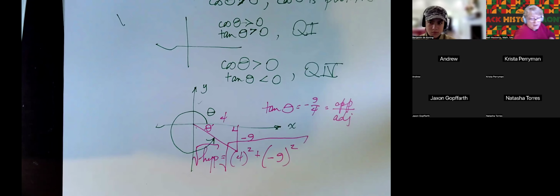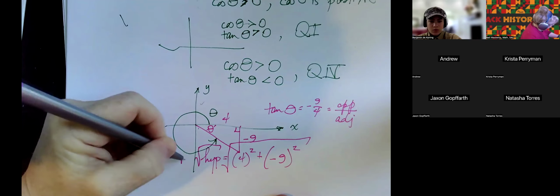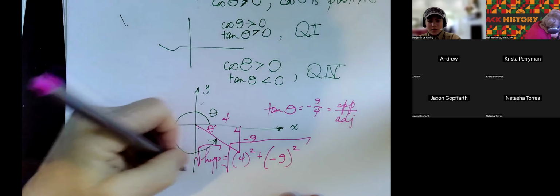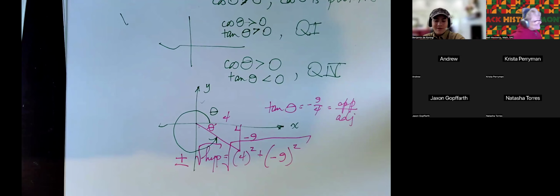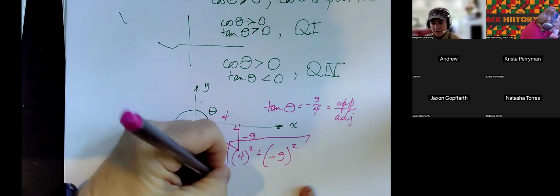Do I need a plus or minus for the hypotenuse? For a hypotenuse, no, because hypotenuses are always positive. But yes, that's right, you should write it down just in case it's not a hypotenuse or whatever. Good. Very, very good.